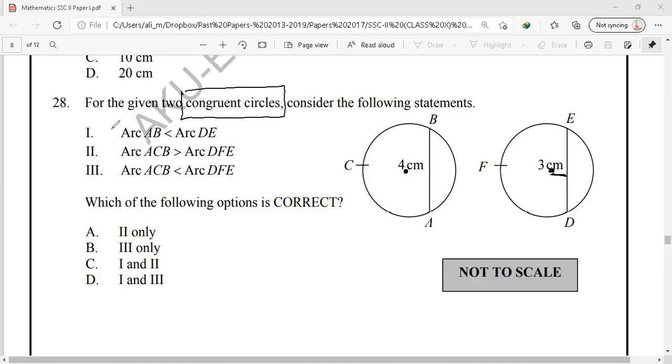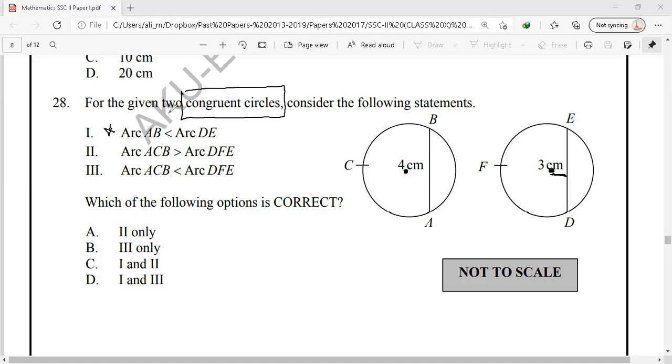So this option condition is incorrect, because arc AB should be greater than the arc DE, because the chord formed by points AB is greater than the chord formed by DE. So let's check the option or condition number two.